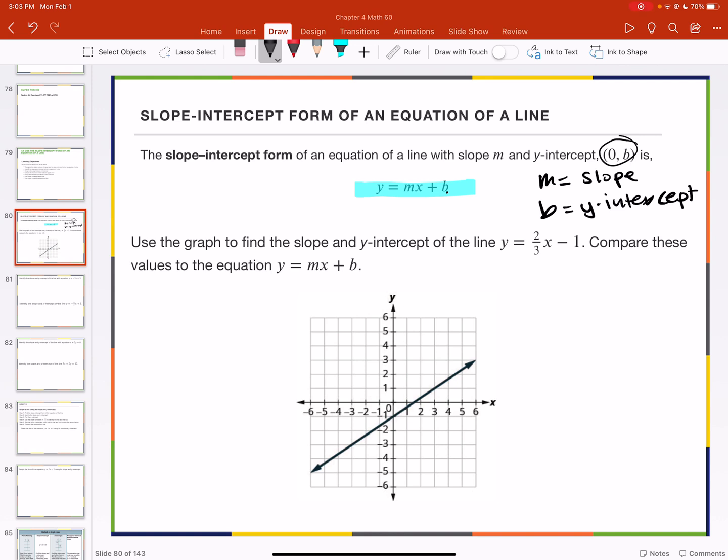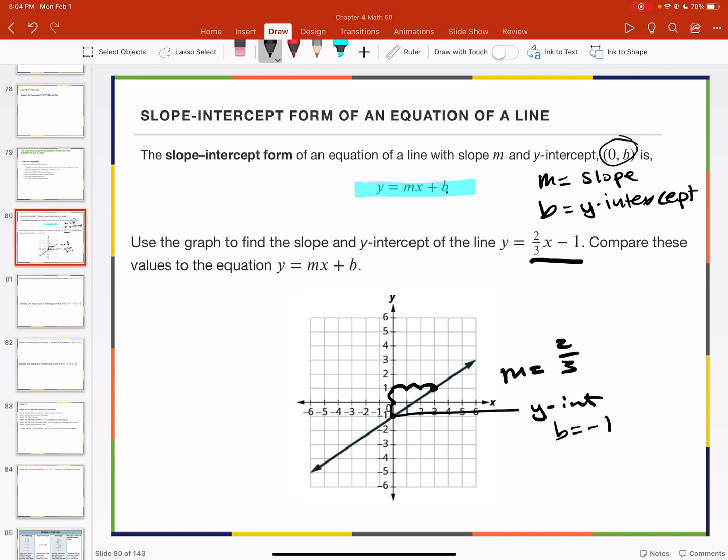So let's say here we have: use the graph to find the slope and y-intercept of y equals 2/3 x minus 1 and compare the values to the equation. So look at this here. We know that the y-intercept here is -1, so b is equal to -1, right? And then to calculate the slope, let's find another point where it crosses. It goes up 2 and then over 1, 2, 3. So the slope is 2/3.